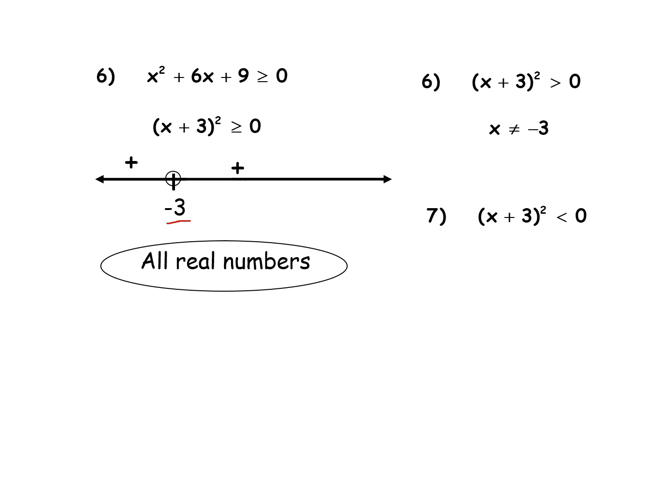And what if I flip the sign? Now it would be no solution because I'm looking for where the solution is less than 0. And on either side of my critical number, -3, I get a positive answer. So there's no place that it would make it have a real answer. And if I did less than or equal to, now my only solution would be at x equals -3, because that is the only place that would make that a true statement.